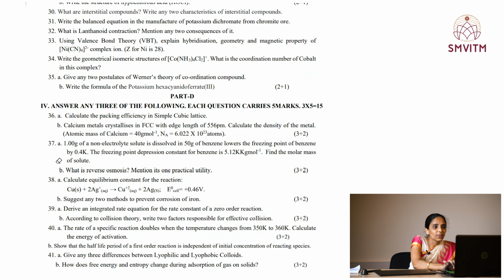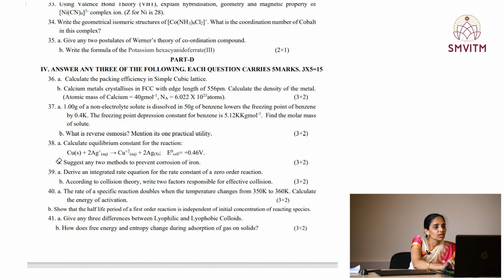The first question in part D. Of course, there are 6 questions and you need to answer 3 questions here, only 3 out of 6. The first question, that is question number 36 of the paper, is on solid state.